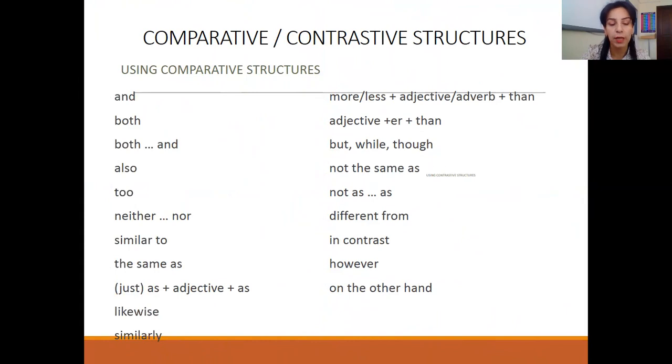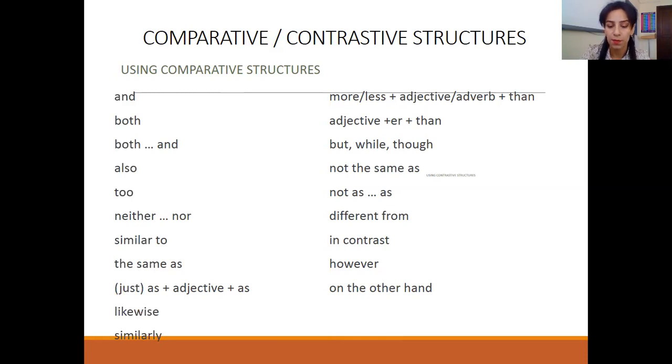What are they? First, comparing structures: both and, also, too, neither nor, similar to, the same as, just as plus adjective plus as, likewise, and similarly. Contrastive structures are more, less, adjective or adverb plus than, adjective plus er plus than, but, while, though, not the same as, not as.